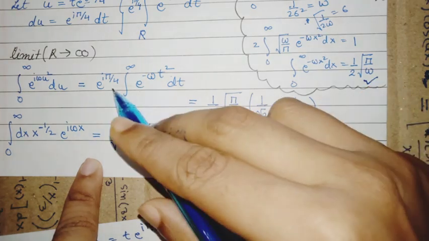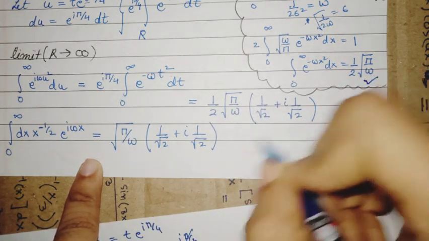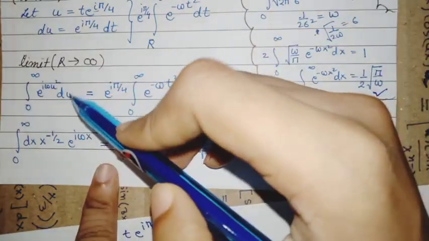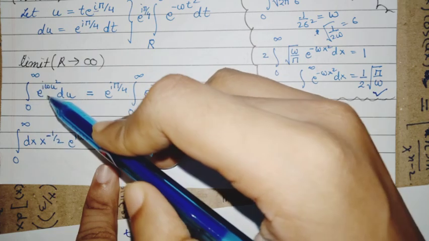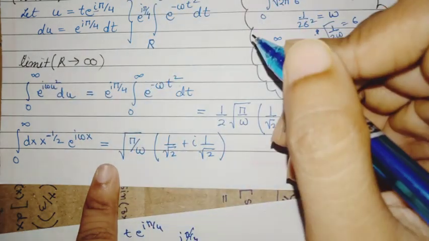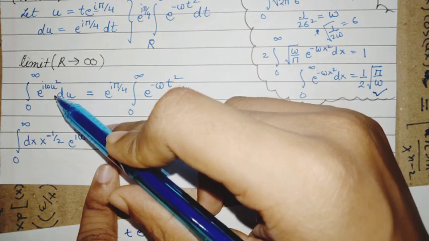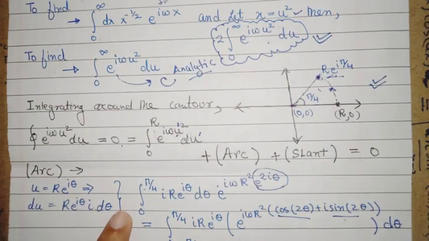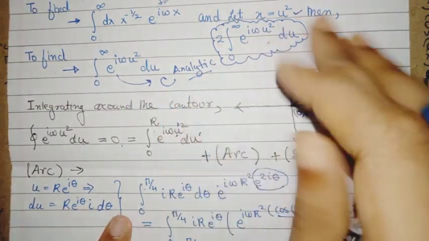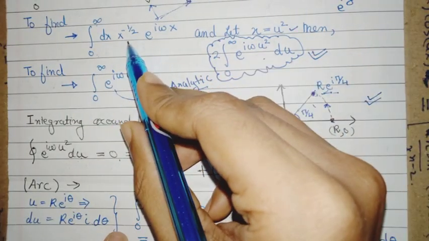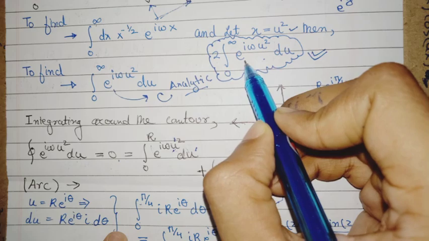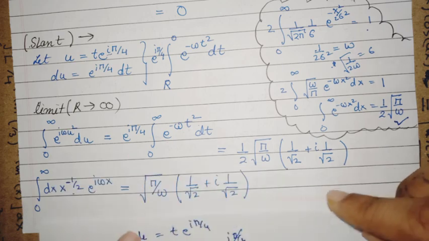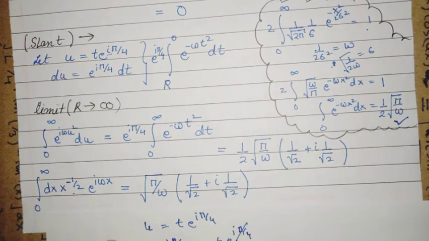And finally you can put e power I pi by 4 as cos pi by 4 plus I sin pi by 4, and then finally, as you remember, I have managed to solve the integral 0 to infinity e power I omega u square du, but this integral was nothing but 2 times this integral. You can check that. So again let me quickly show that. You see, I started by this, but I then showed that this is just equal to 2 times this, and I have evaluated that.